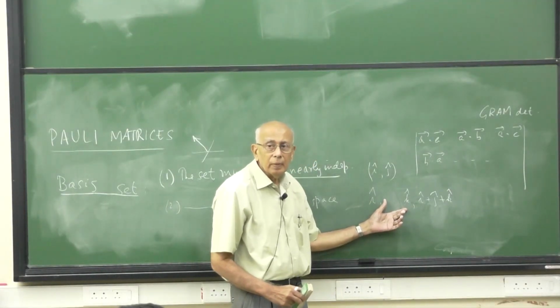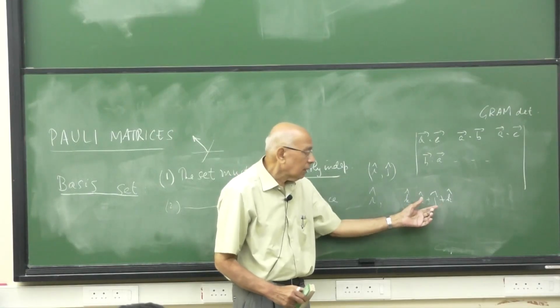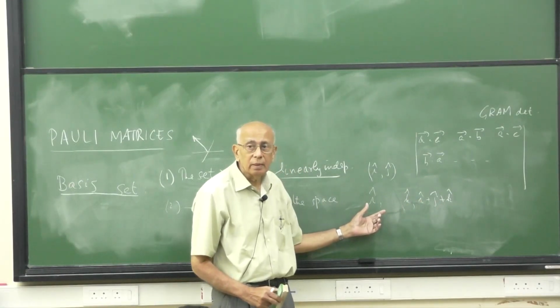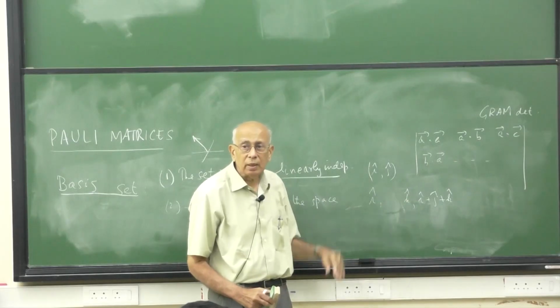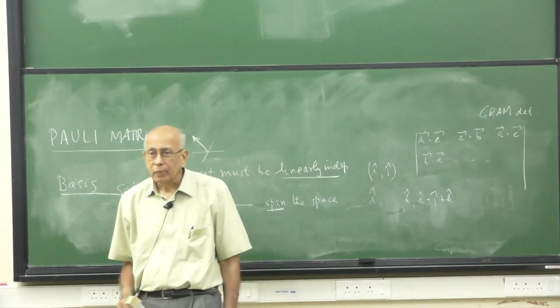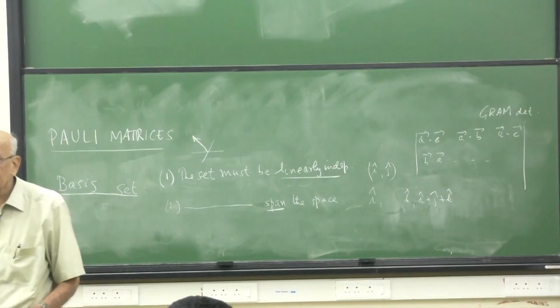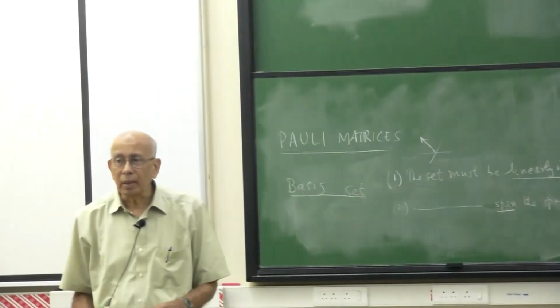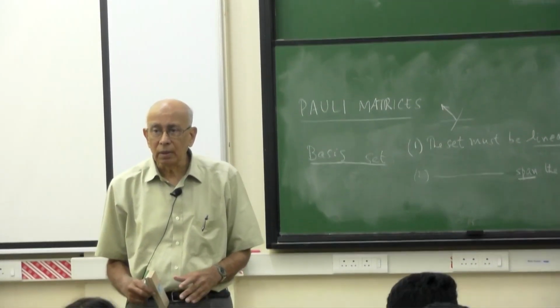Sorry, sir? Can you write I plus J plus K as a linear combination of I and K? No, you can't, because there's J sitting in there. So they are linearly independent. They are not perpendicular to each other, but I never said the basis set has to be orthogonal.